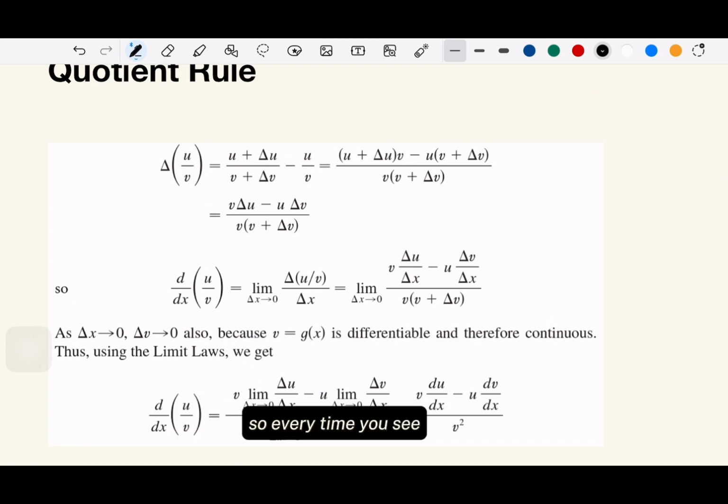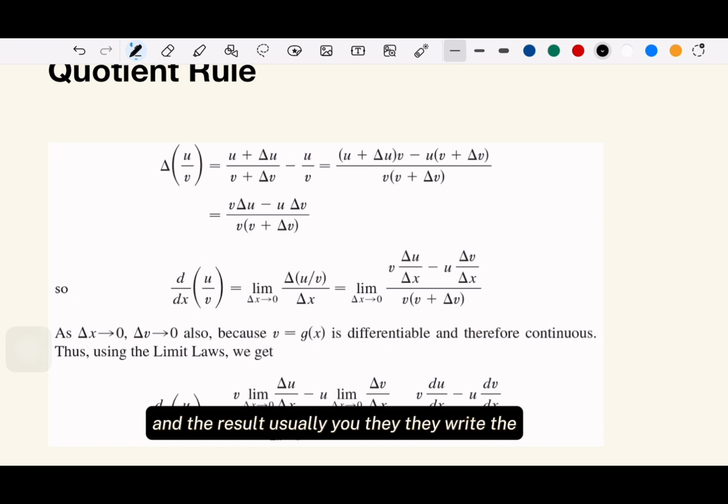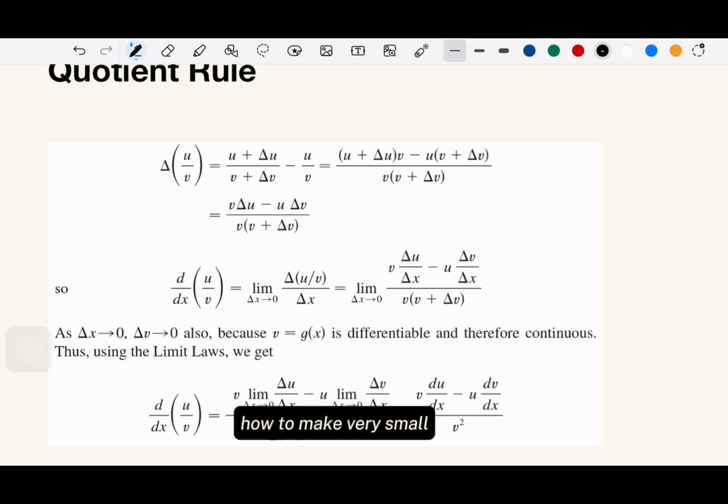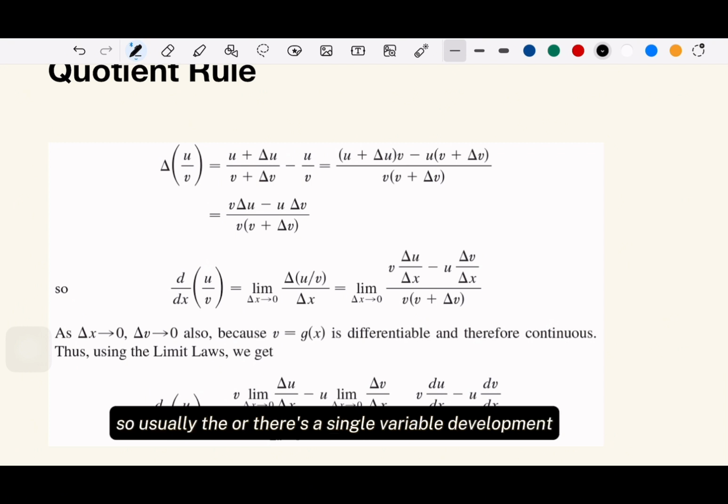So every time you see a proving statement in mathematics, you see delta and then they put a limit, and the result usually they write d. So you can think that if anything in mathematics you see d dx or d something, it means that it is going to be really small. That is affected by the limit because they are getting closer, and we need to make the statement: this is very small. How to make it very small? Usually you write with d, or in the partial, when you learn partial, we write the Leibniz notation. But for just a single variable derivative, we usually use d.